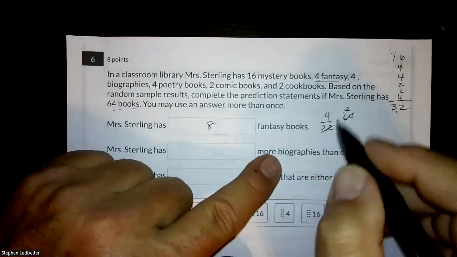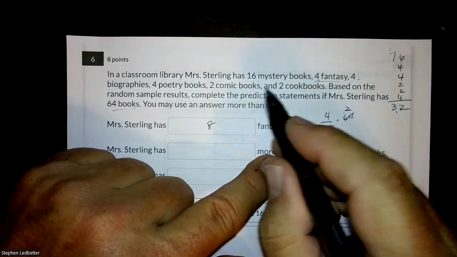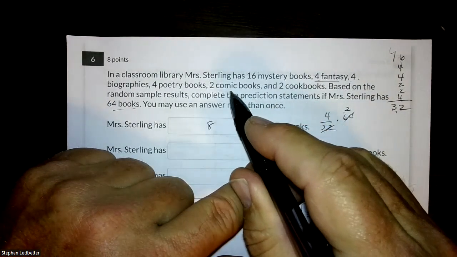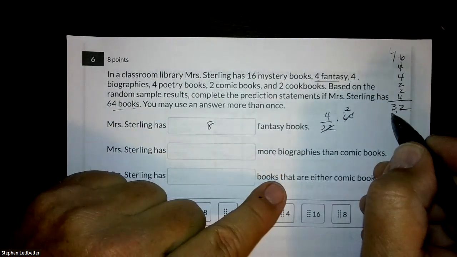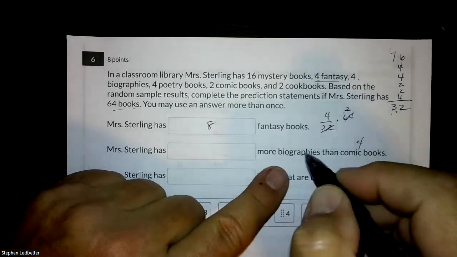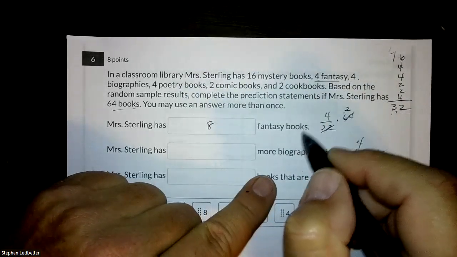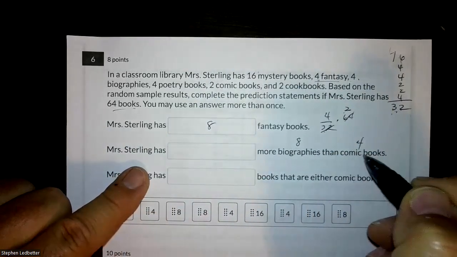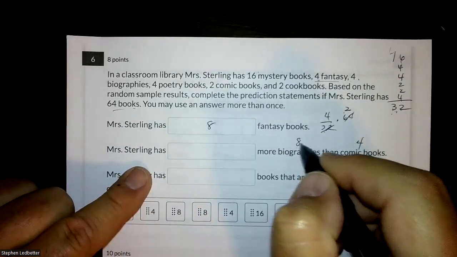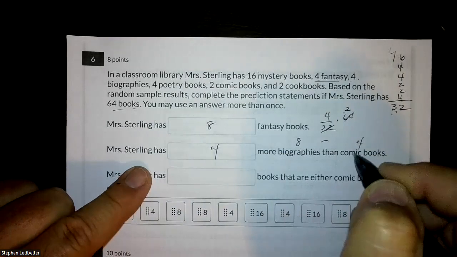See? So look, Miss Sterling has 8 more biographies than comics. So we got to figure out how many biographies she has and comics. Comics, if you think, is 2. But if I multiply 2 again, because 32 and 64, then I know that's 4. So actually she has 4. Biographies, she has 4 of them. So 4 times 2 is 8. So how many more biographies does she have than comic books? Well, 8 minus 4 is 4. She has 4 more of these than she does comic books.